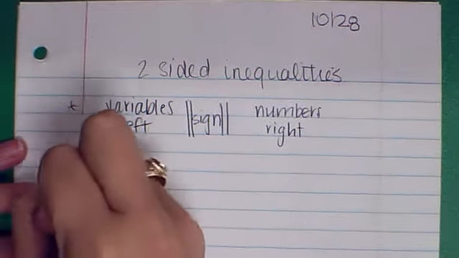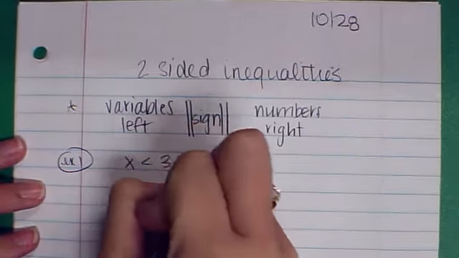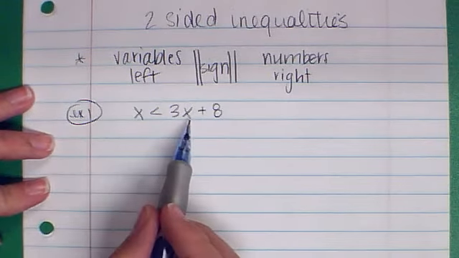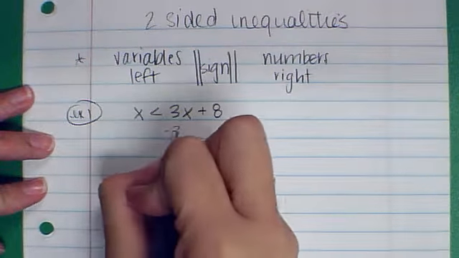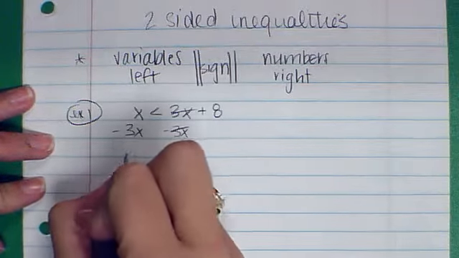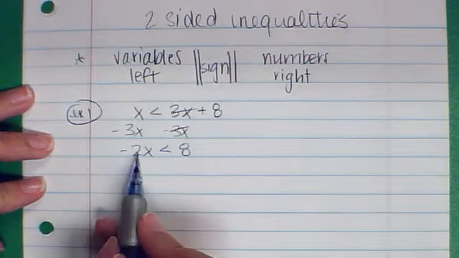Example number 1. x is less than 3x plus 8. We want to collect all of our variables on the left side. 3x is on the right, so to move positive 3x, I'm going to subtract 3x from both sides. 1x minus 3x is negative 2x is less than 8. Now we've got our variables and our numbers.